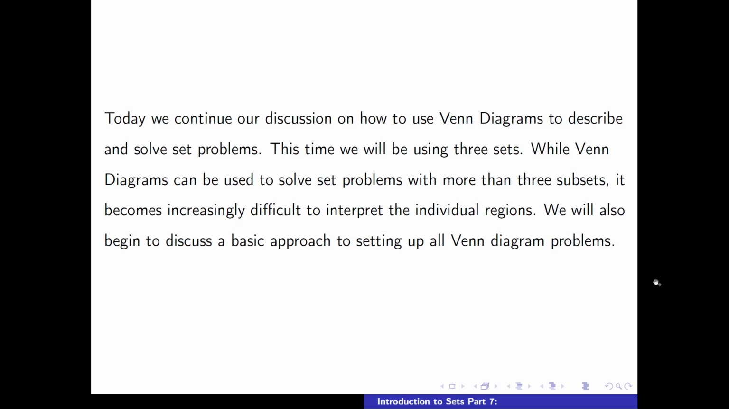So today we continue our discussion on how to use Venn diagrams to describe and solve set problems. This time we'll be using 3 sets. And while Venn diagrams can be used to solve set problems that have more than 3 subsets, it becomes increasingly difficult to interpret the individual regions. As we'll see in the next slide, the number of regions grows exponentially for the number of sets that we have. We will also begin to discuss a basic approach to setting up all Venn diagram problems.